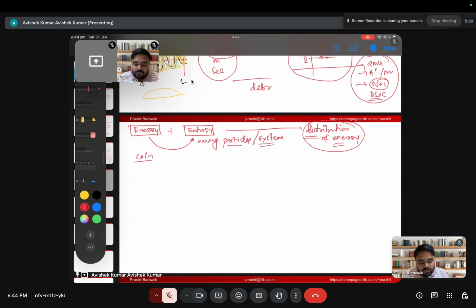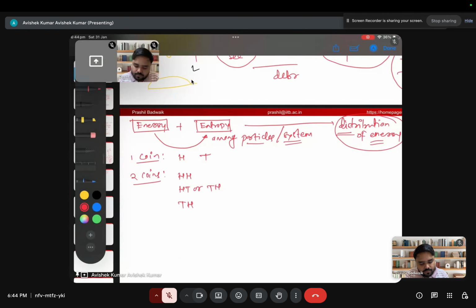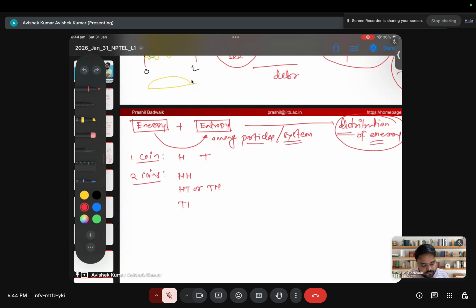How many outputs can I get here? I can get head or tail. If I am having two coins, then what are the outputs? Head on the first, head on the second coin; head tail; tail head; and tail tail, correct? So can you see here what has happened?